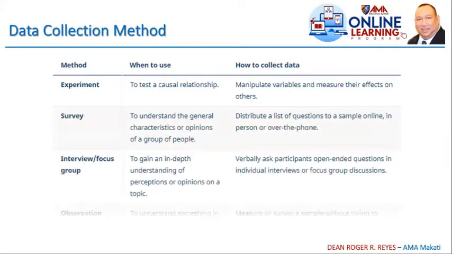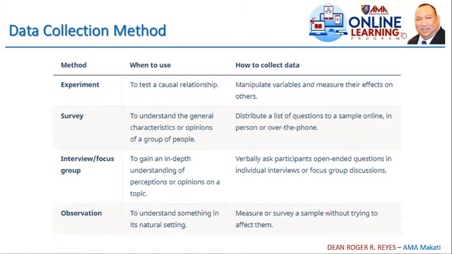So these are the methods: experiment, survey, interview or focus group, and observation. You have to be familiar with all. So when to use the experimental method? To test a causal relationship, cause and effect. So if you are studying the effect of this variable on that variable, that is the experimental method. So manipulate variables and measure their effects on the others. So what will happen is that if there is a change in the independent variable or the cause, what will be the effect on the dependent variable?